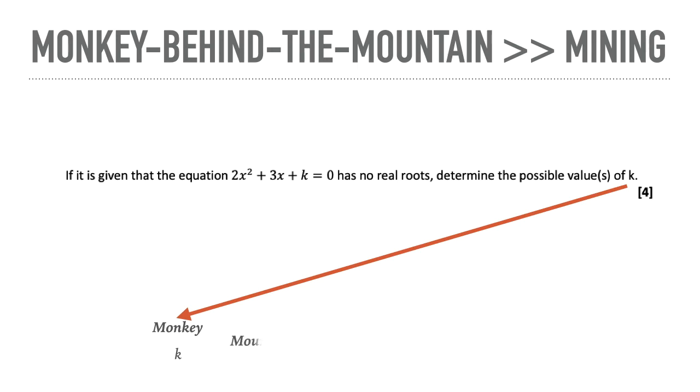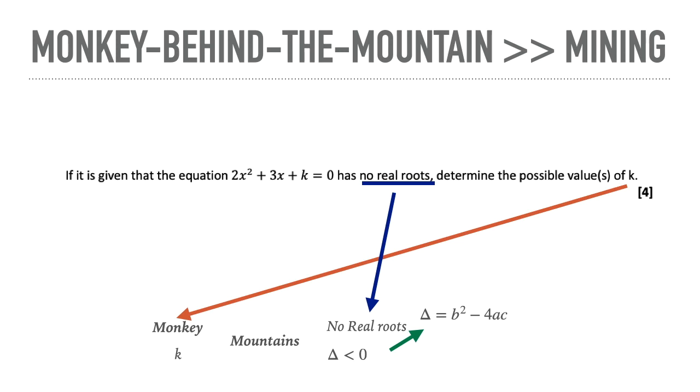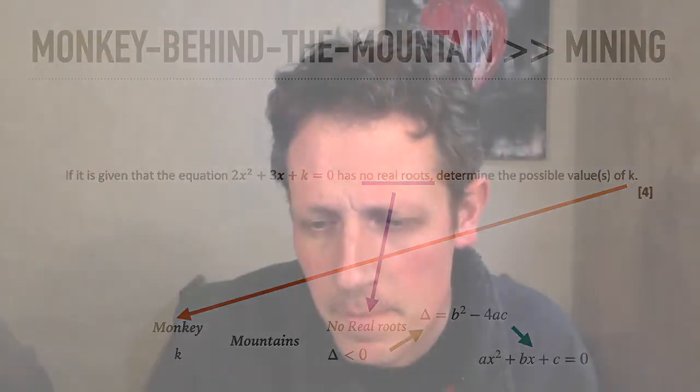Now the mountain that's standing in the way, first of all, is that they want me to have no real roots. In other words, delta must be smaller than naught. But for me to get delta, I need to have b squared minus 4ac. Now for me to get b squared minus 4ac, I need to first have the equation equal to naught. But I've got it. The equation is already naught. So a is 2, b is 3, c is k. I can substitute that into delta, make it smaller than naught, and solve the monkey.